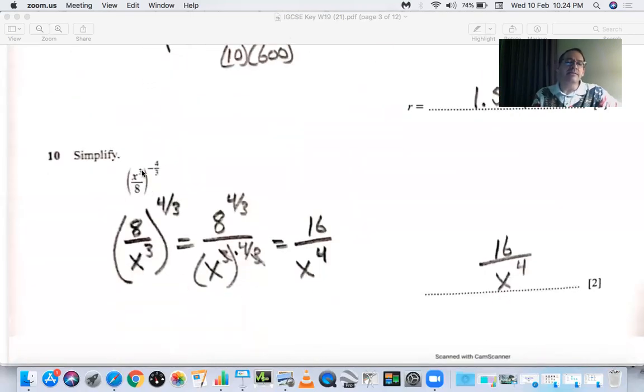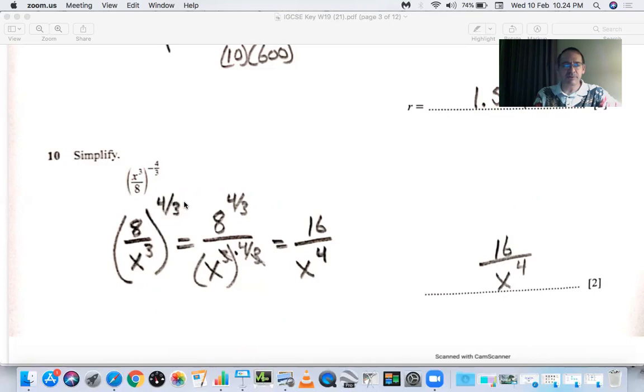Simplify x cubed over 8 raised to the negative 4/3 power. So what I'm going to do is take that negative first and distribute it to the parentheses. What that negative is going to do is flip everything in the parentheses upside down. So it becomes 8 over x cubed to the positive 4/3 power.